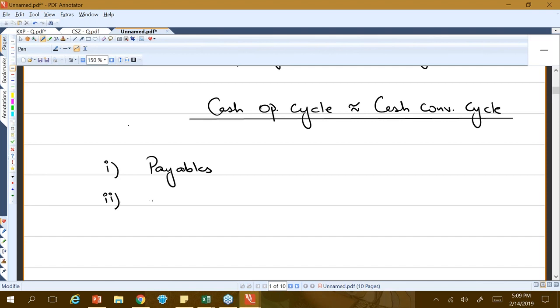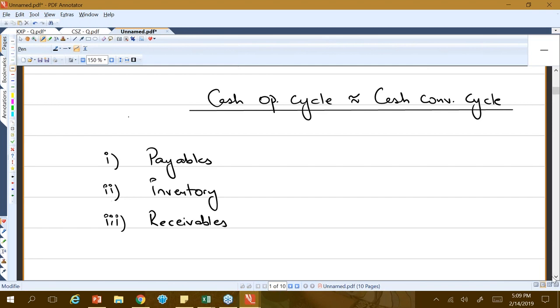The second step is that we'll have some inventory. And once we convert that inventory to sales, we will eventually have some receivables. Now, there are three important aspects here. Once we create the payables, then we have the payables days, because that is the time it will take to pay off the payables. When we have inventory, we'll have inventory days: how much time do we take to keep the inventory in our stocks or warehouses? And then when we make the sale on credit, we get receivables days: how much time do we take to receive our money from the sale?